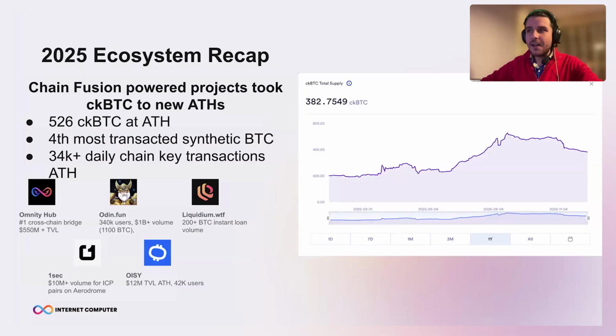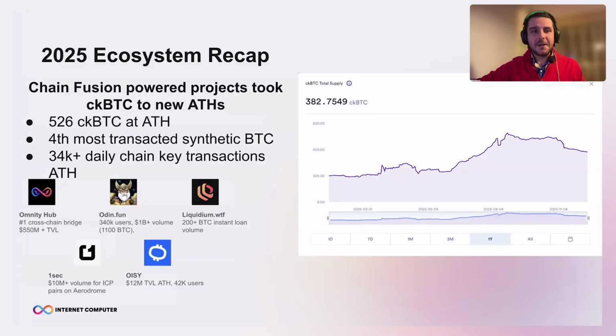Omnity Hub, the cross-chain bridge between the IC and the Bitcoin world, is actually the number one cross-chain bridge in terms of TVL. They have more than 550 million in TVL locked in their bridge. It's interesting because they also have other products that they're working on. They have the Omnity Runes exchange environment, and now they've also launched their own launchpad, which is called Satman. So I think you should check out what Omnity is doing and their new product Satman, because it's quite interesting.